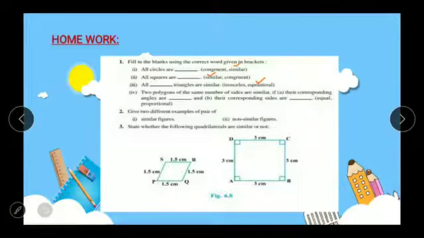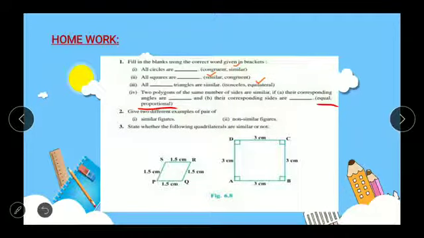Then which type of triangles are similar? Equilateral triangles are similar. In equilateral triangles also, all the angles are of 60 degrees and their shape always remains the same, and the length of the sides we can take as a smaller or bigger triangle, so they are similar. Then the fourth one, two polygons of the same number of sides are similar if their corresponding angles are equal and their corresponding sides are proportional.